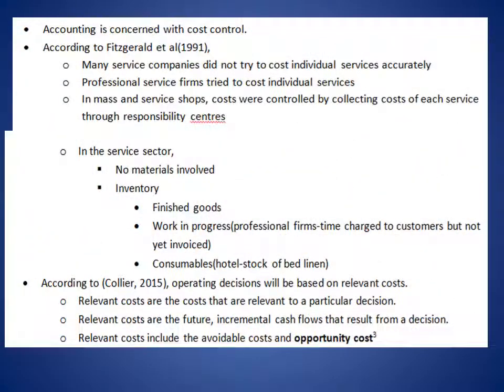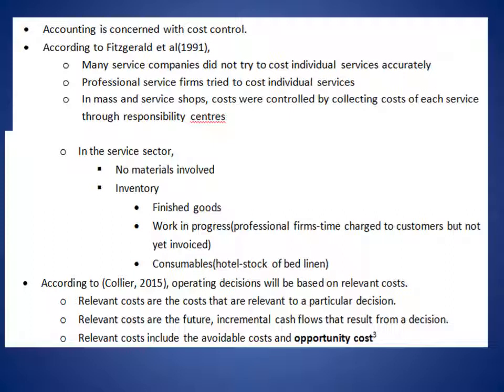Accounting is concerned with cost control. According to Fisher et al. 1991, many service companies did not try to cost individual services accurately. Professional service firms tried to cost individual services. In mass and service shops, costs were controlled by collecting costs of each service through responsibility centers. Whereas in the service sector, no materials are involved and the inventory includes finished goods and work in progress. That is, for example, in professional firms, we have the time charged to customers but not yet invoiced. And consumables, for example, for a hotel, the stock of bed linen.